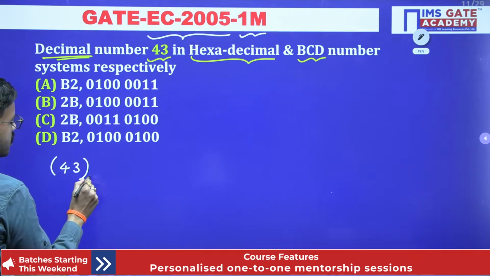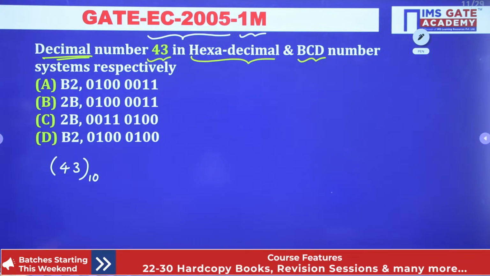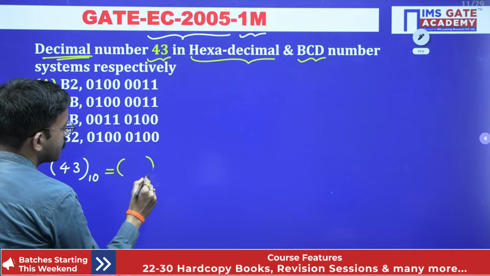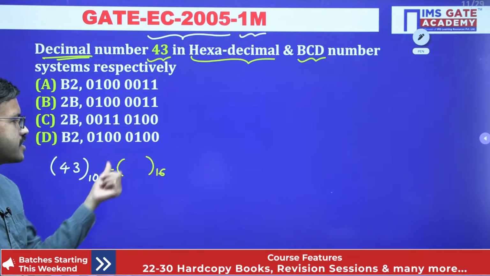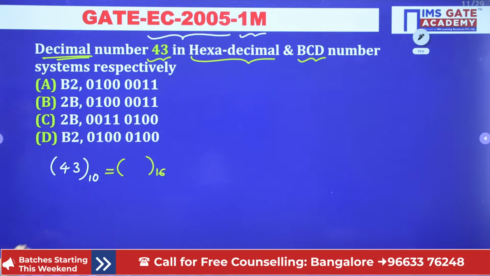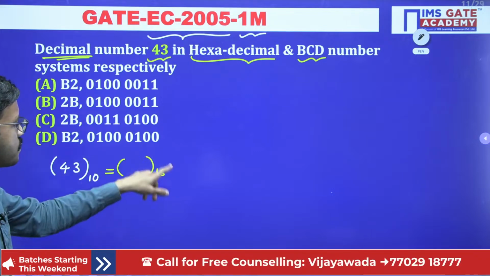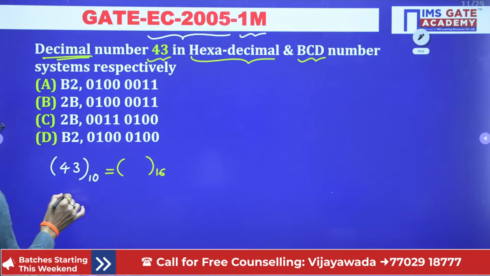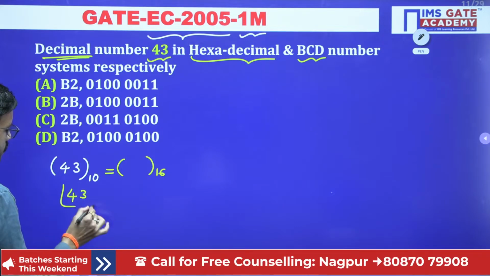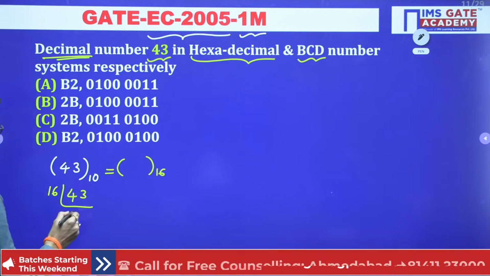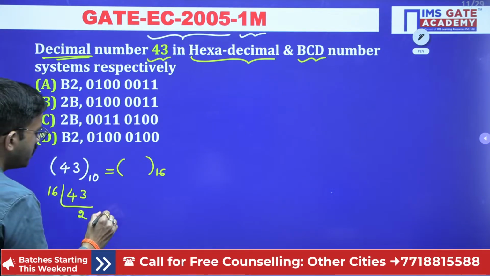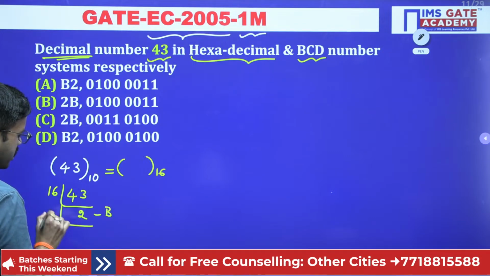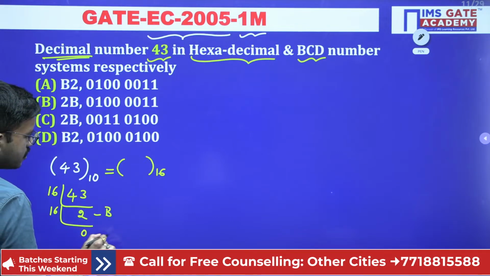So first consider decimal number 43. Now we want to represent this number in hexadecimal. So what is the first step? Here I want to get hexadecimal digits, right? So what you can do is perform repetitive division with the corresponding base, that is 16. Sixteen twos are 32. Remainder you will get 11. 11 is nothing but B. 16 zeros are 0. Remainder is 2.